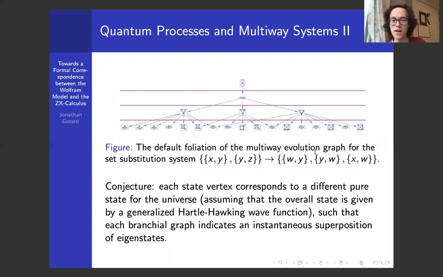The idea is that maybe we can think of each vertex of this multi-way evolution graph as being a different sort of pure state for the universe. And so then when you're foliating into branch-like hypersurfaces, each hypersurface corresponds to essentially a weighted sum over those pure states. So when you evolve from one branch-like hypersurface to the next, you're really witnessing almost like the evolution of some sort of Hartle-Hawking wave function, some kind of wave function for the overall hypergraph, for the overall universe in inverted commas, with each branch-like hypersurface indicating an instantaneous superposition.